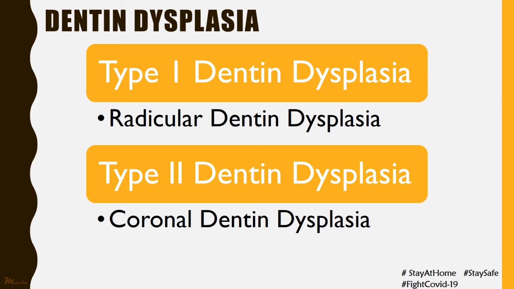Another developmental anomaly affecting the structure of dentin is dentin dysplasia. Dentin dysplasia is a rare genetic defect and shows more severe manifestations as opposed to dentinogenesis imperfecta. This anomaly is further subdivided into two types: type 1 dentin dysplasia, also known as radicular dentin dysplasia, and type 2 dentin dysplasia, also known as coronal dentin dysplasia.